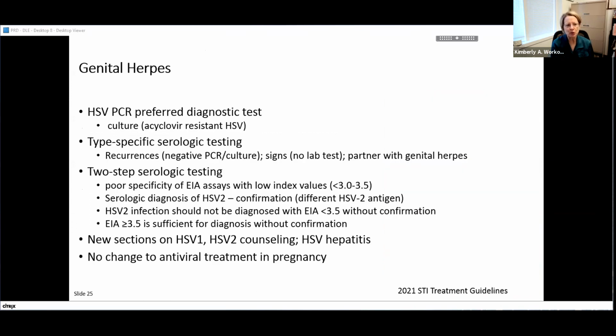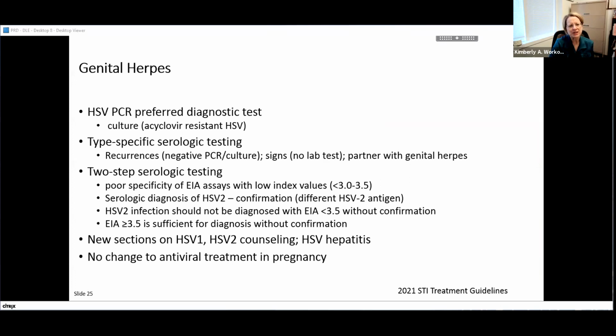So let's first move to genital herpes and what's new in terms of the diagnostic realm. The preferred diagnostic test, if you have availability, is the HSV PCR, which is much more sensitive than culture. Culture is still useful, especially in instances of acyclovir resistant herpes.